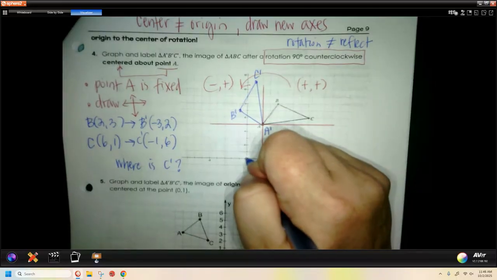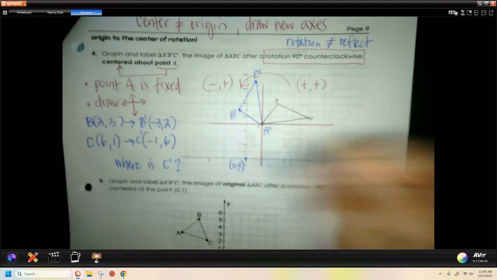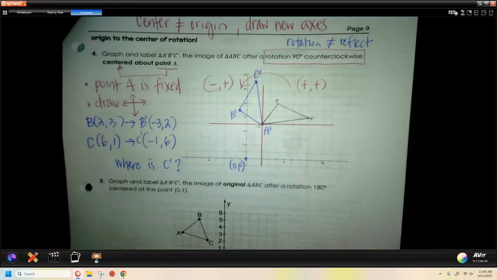So remember, here's the origin, 0, 0. You didn't rotate around that, but that's how you describe space.